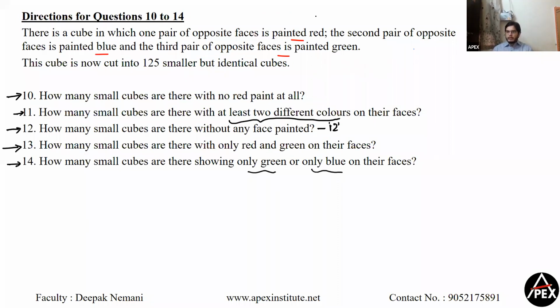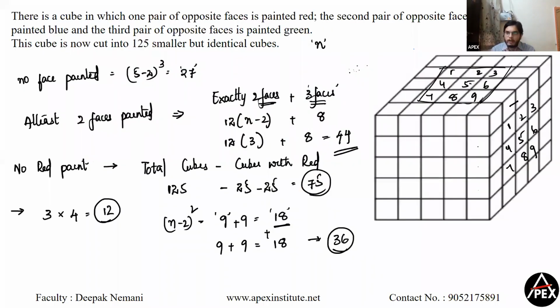Clear, guys? Any doubts? 13th question. Okay. In the 13th question, where will you find the cubes with red and green? If I consider this edge, which is common between the red face and the green face, this will be red, this will be red, and this will be red. This will be green, this will be green, and this will be green. So along each edge, we have 3 cubes, isn't it?